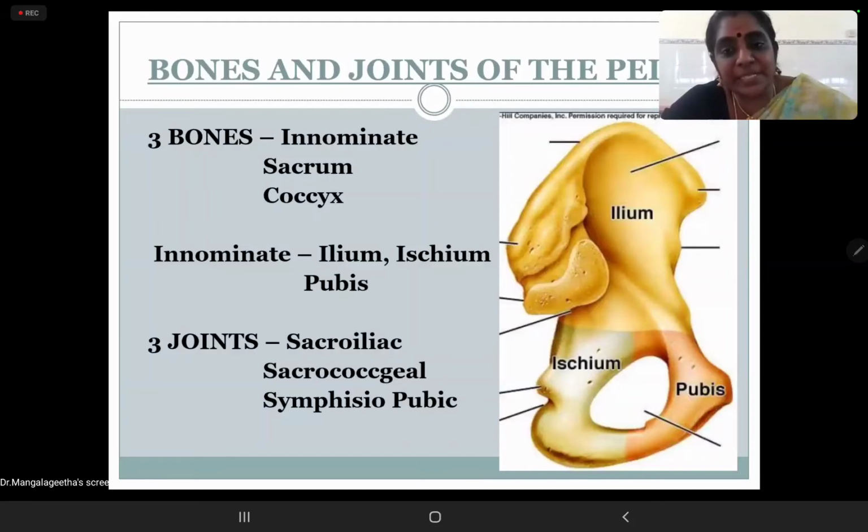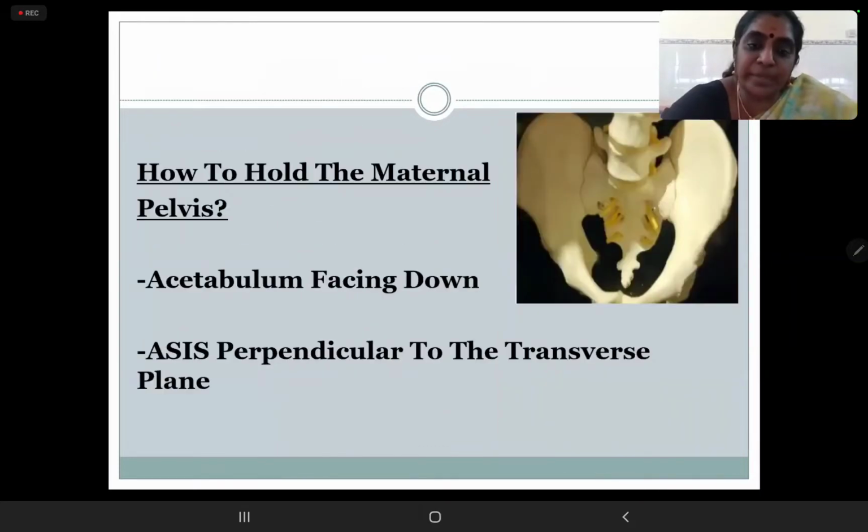First, about the maternal pelvis. The pelvis is made up of three bones: the innominate, sacrum, and the coccyx. The innominate bone is again made up of three parts: the ilium, ischium, and the pubis. There are three joints: the sacroiliac, sacrococcygeal, and the symphysiopubic.